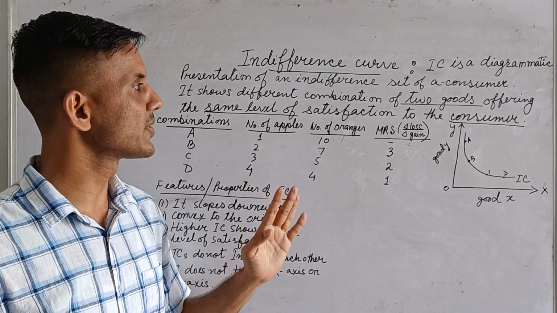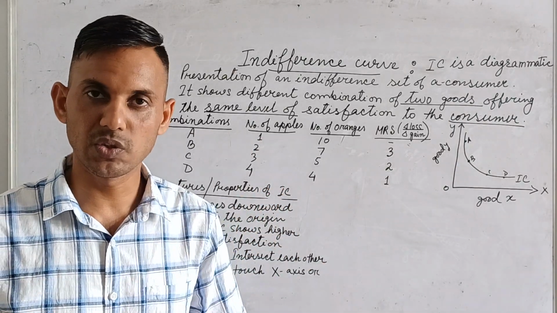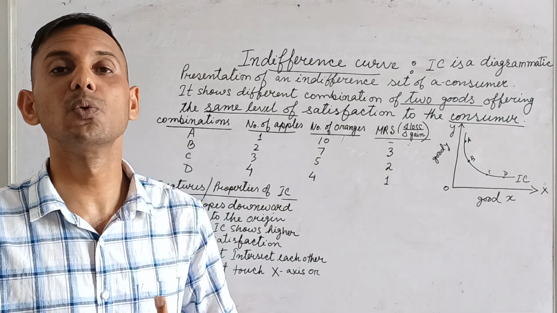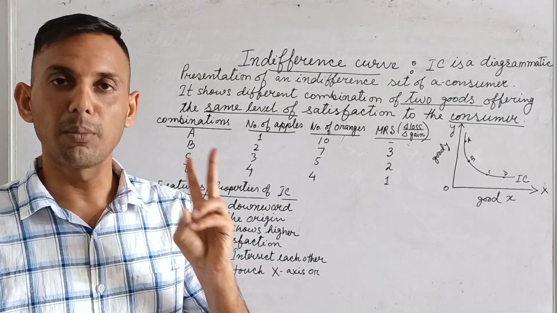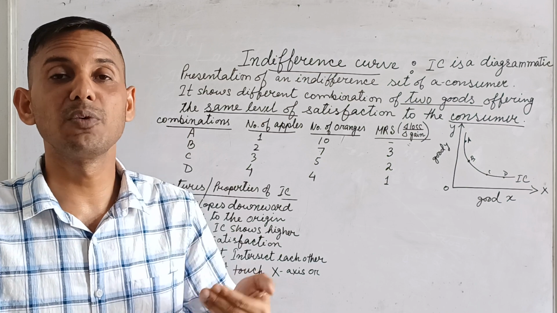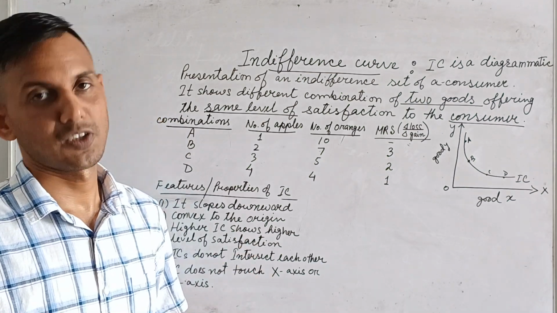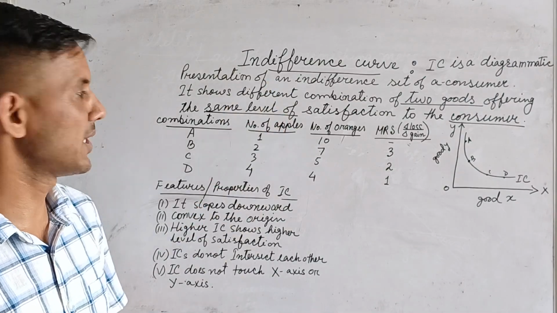What is an indifference curve? A combination of two goods that can give equal satisfaction to whom? The consumer. A combination of two goods that can give you an equal level of satisfaction to the consumer. This is called the indifference curve.